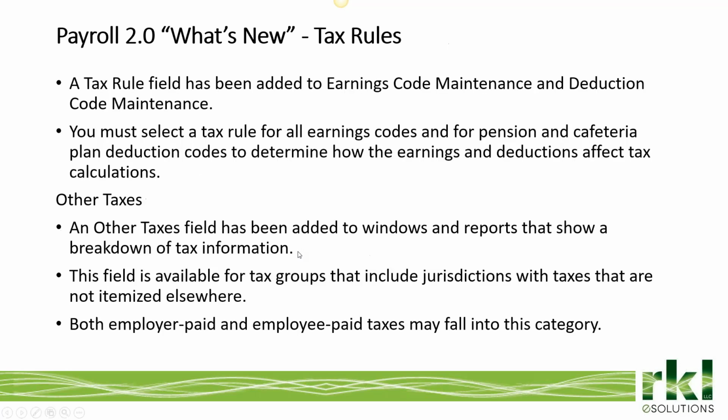The tax rules, this is a piece I mentioned earlier. This is what Sage has predefined for us, and it is what we then turn around and apply to earning codes, and then for any deduction codes if it's applicable for that given deduction. There are other taxes that can be added into the system. The fields are available for tax groups that include jurisdictions with taxes that are not itemized anywhere else.